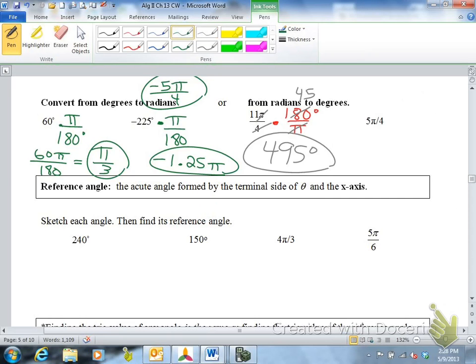5 pi over 4, I'm going to rewrite this because I don't like how I wrote it. 5 pi over 4, you multiply by 180 over pi. When you simplify that, you get 225 degrees. Make sure that you include the degree mark when your answers are in degrees. When your answers are in radians, you don't write any degree mark. You don't have to write the word radians. Just leave it like that.